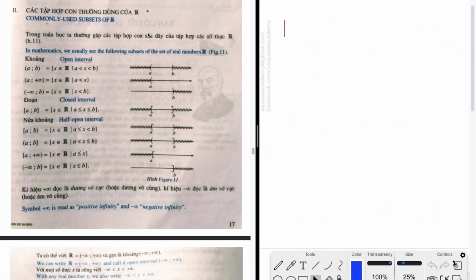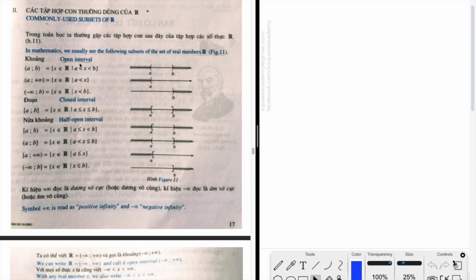When solving mathematics, we often do not use all elements of number sets. We just need part of them. The most used number set is the set of real numbers. So in this session, we discuss the commonly used subsets of the set of real numbers R. In mathematics, we usually see the following subsets of R.